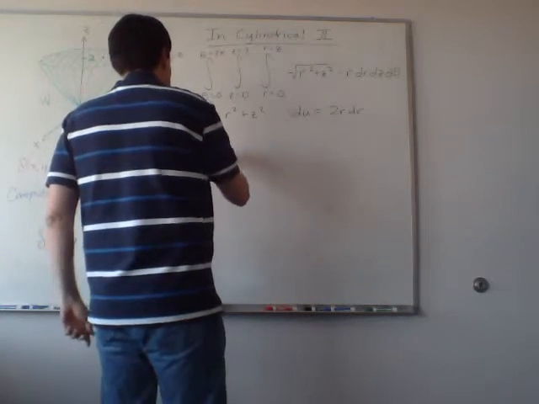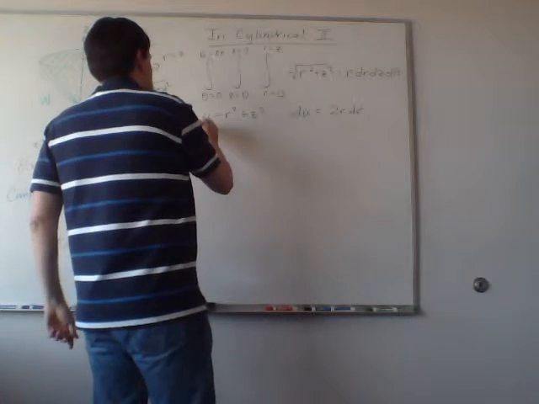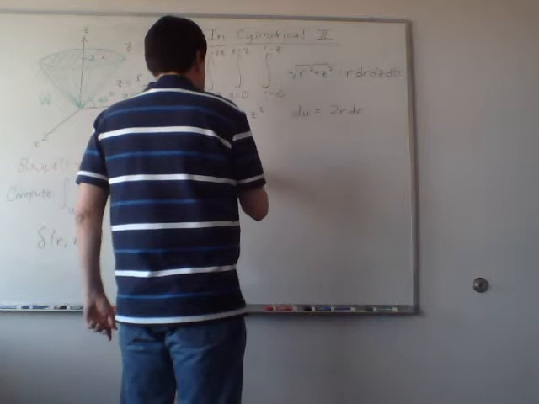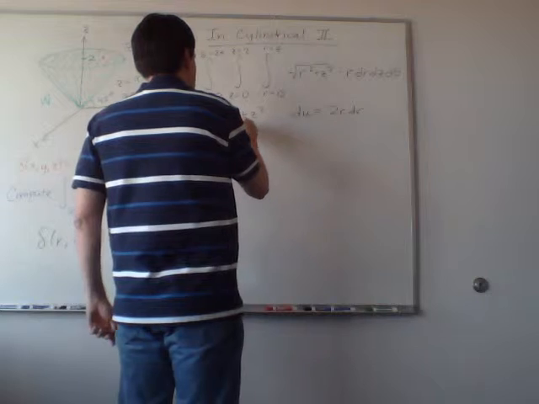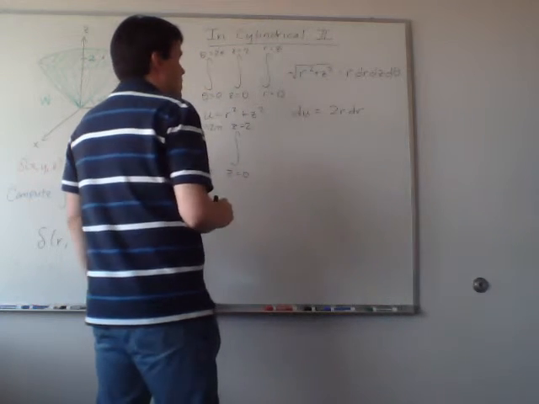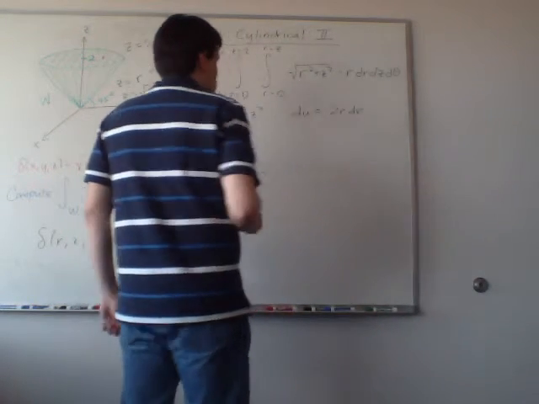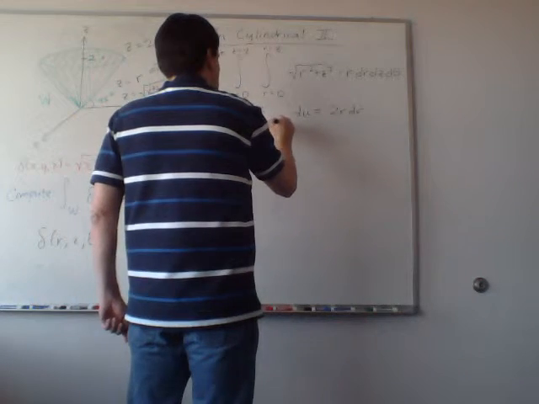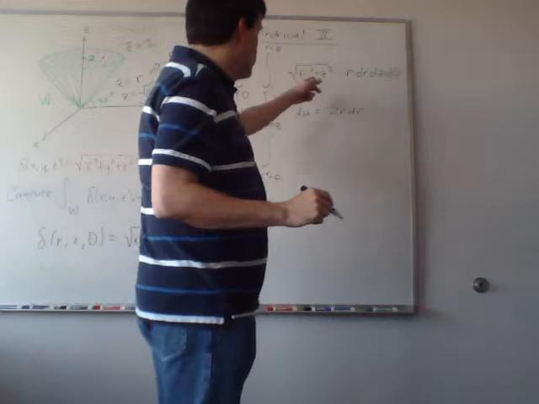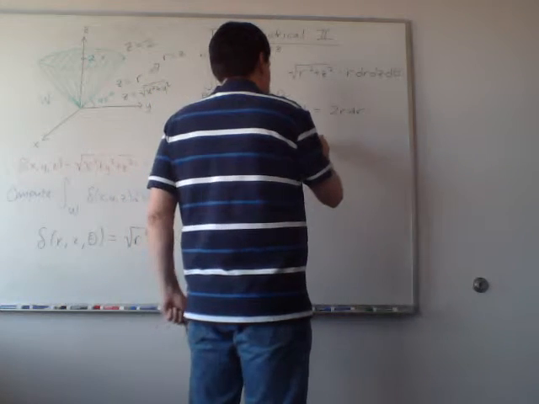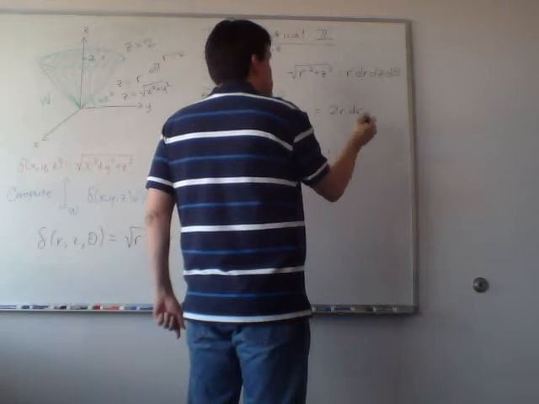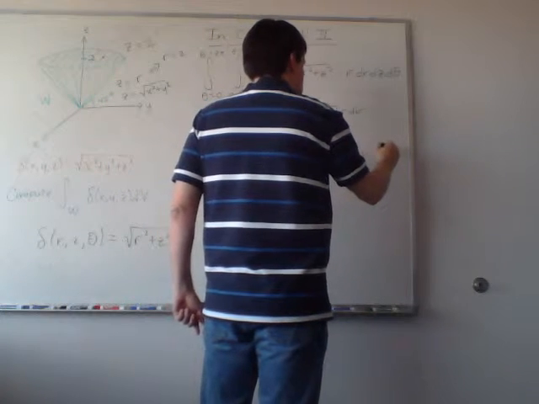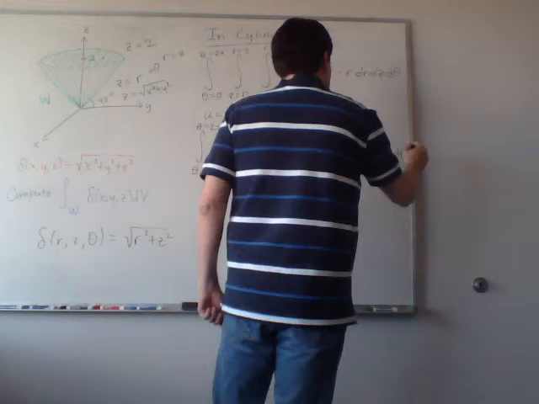So theta still from 0 to 2 pi. Z still from 0 to z equals 2. And then r still from 0 to z. But now I'm going to rewrite this as u to the 1/2 times 1/2 du, and then dz d theta.